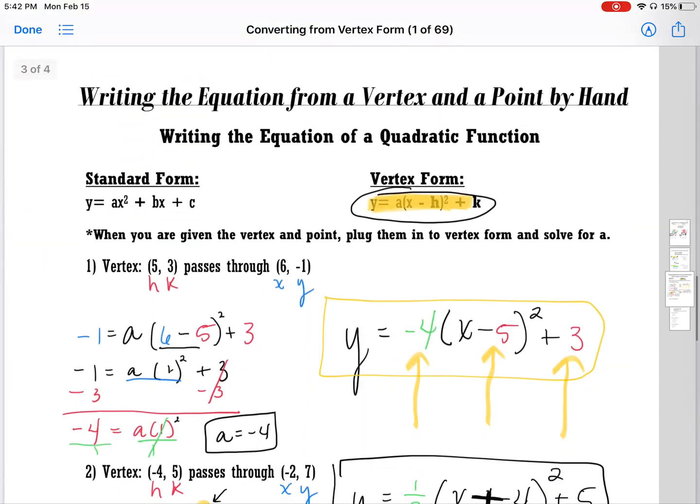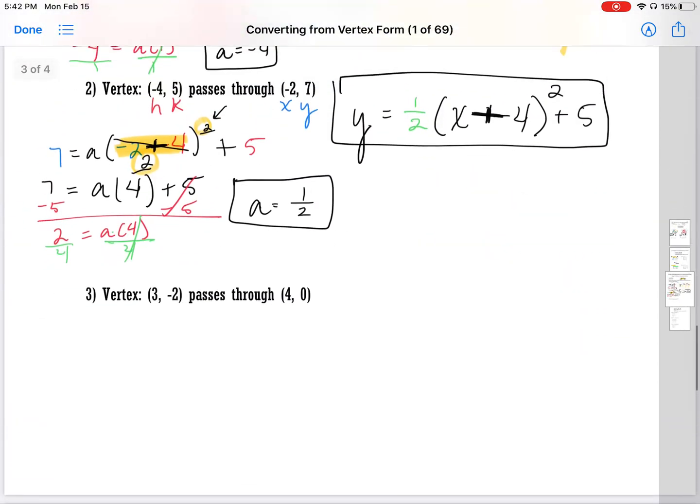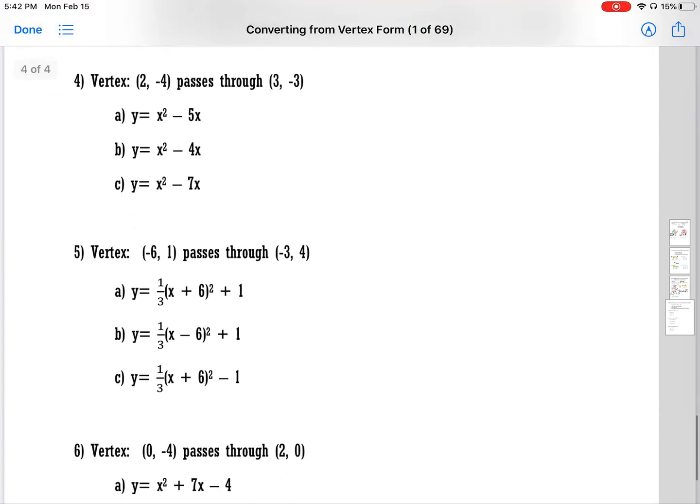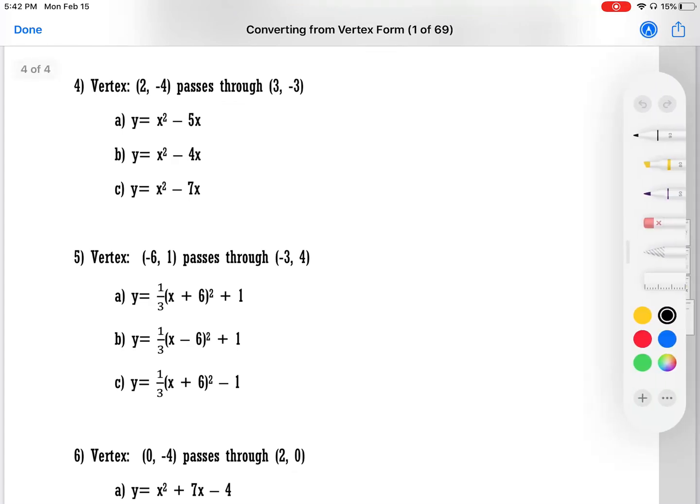Okay, so we are now ready for number 3. Go ahead and try number 3, converting from a vertex and a point. This is how you write the equation in vertex form. All right, when you're ready, on number 4.